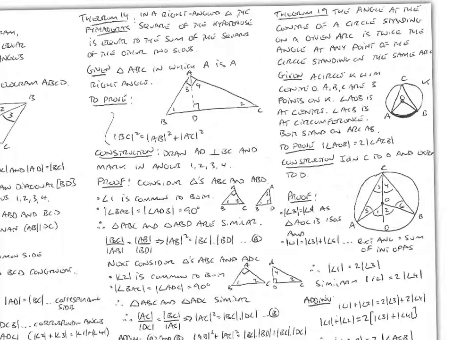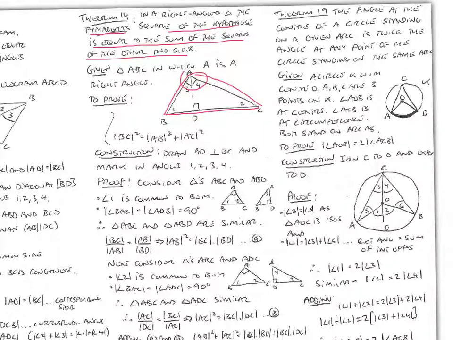Okay, theorem 14. In a right-angled triangle, this is Pythagoras, the square of the hypotenuse is equal to the sum of the squares on the other two sides. So we're given a triangle ABC in which A is a right angle, and we're proving that BC squared is equal to AB squared plus AC squared.